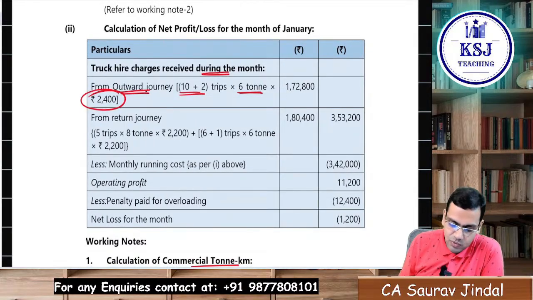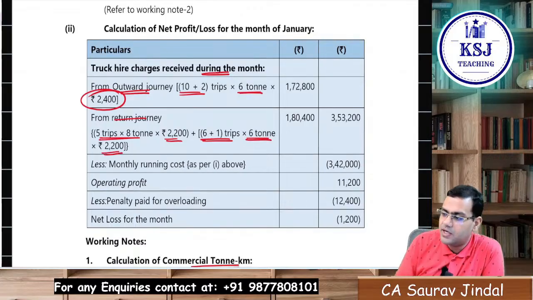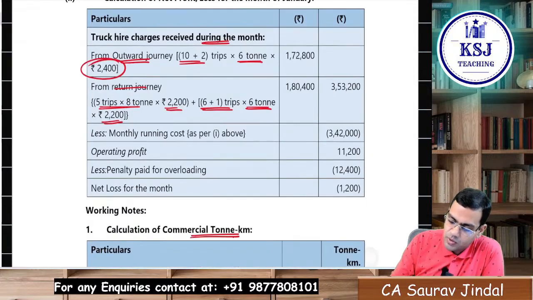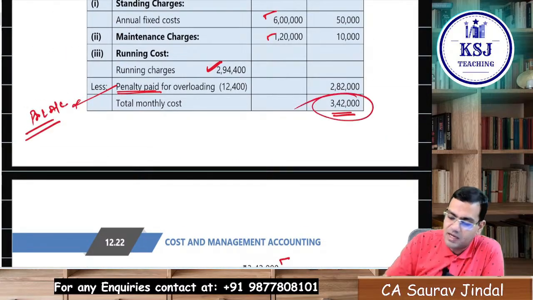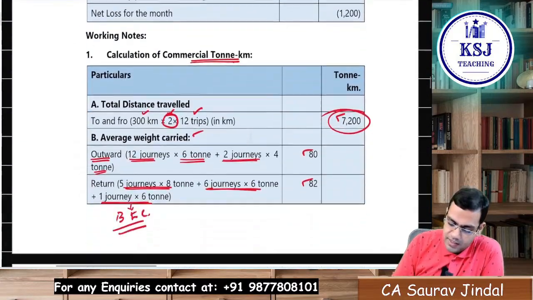चलो सर, मूविंग अहेड. Now the next is for the return journey: 5 trips of 8 ton into 2200, plus 1 trip where you are carrying 6 tons multiplied by 2200 per ton, right? This is what, less the monthly cost. Monthly cost we have calculated here 3,42,000, right?